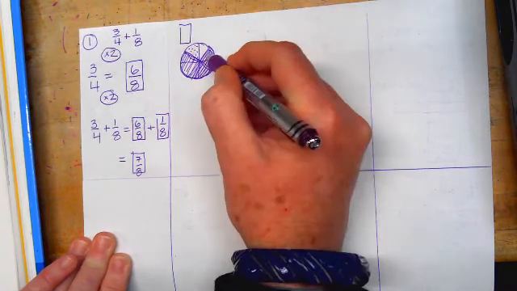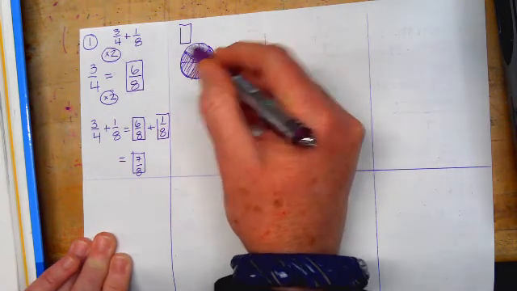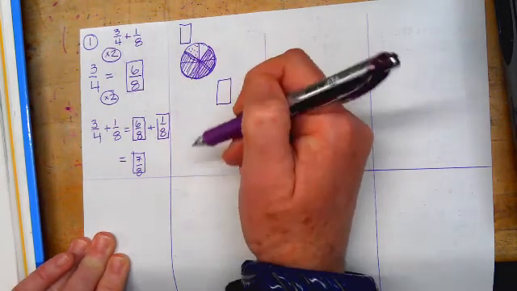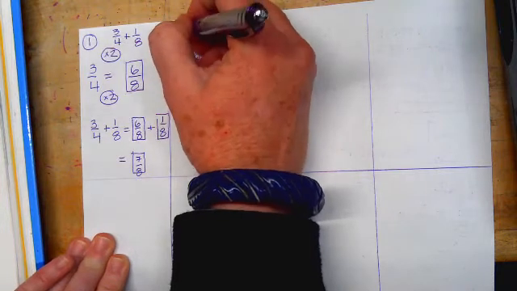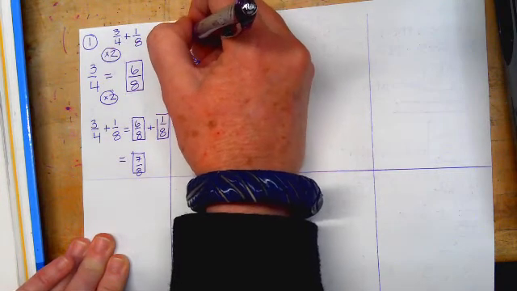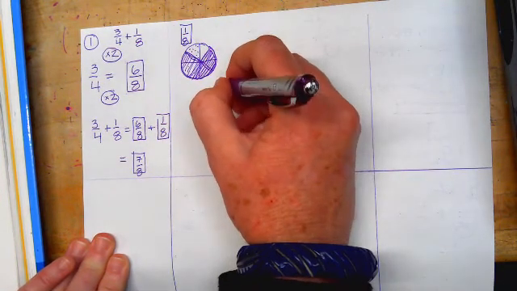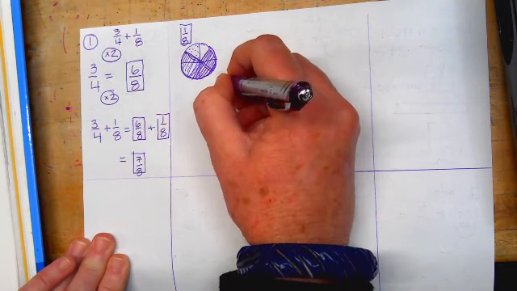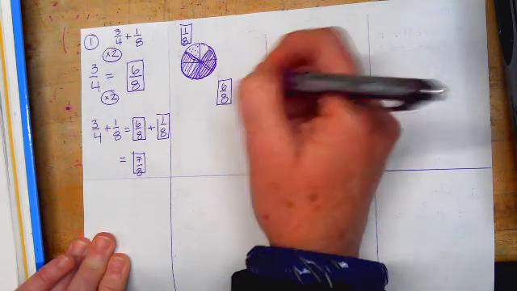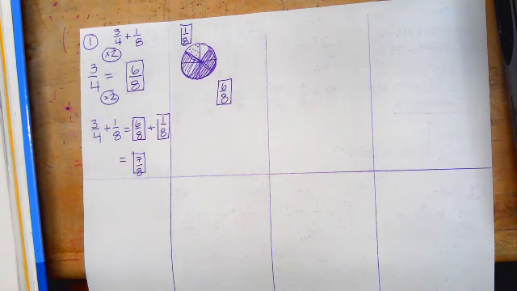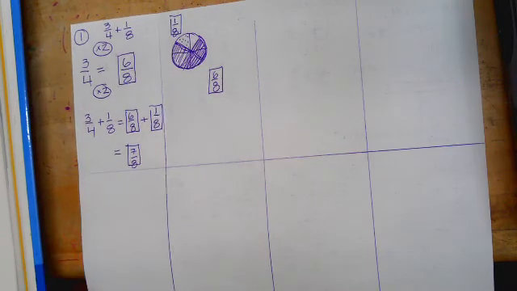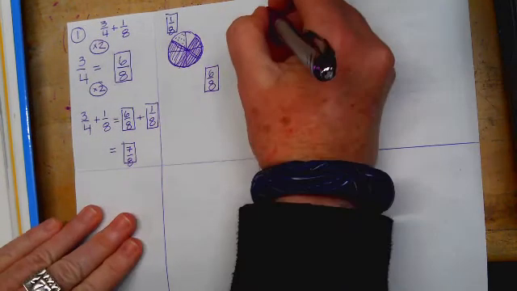And this is 3/4 right here because it looks like 3 out of 4. It's actually 6/8. 1, 2, 3, 4, 5, 6. And then we add the extra eighth to it. And we get, this is 1/8, and this is 6/8.